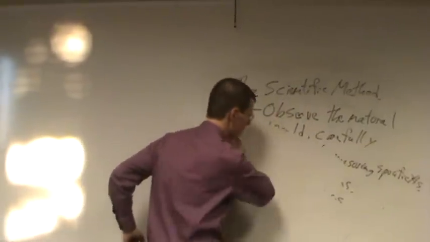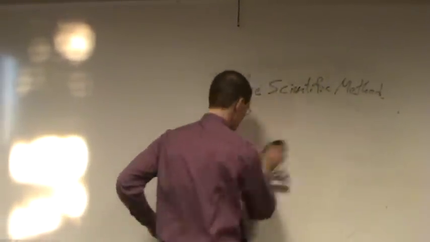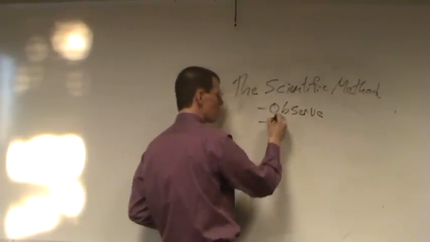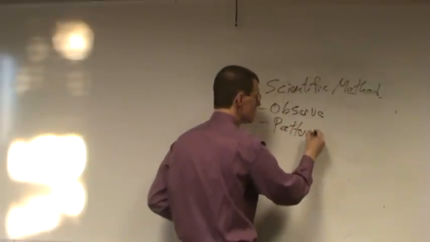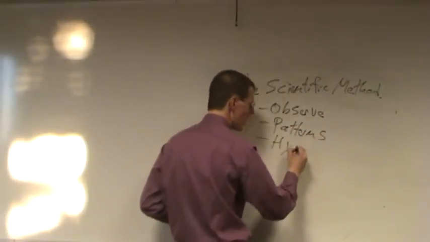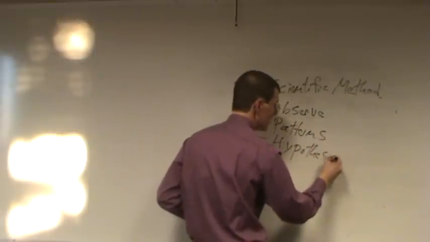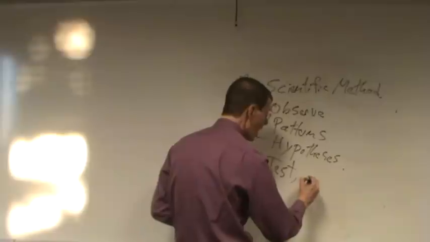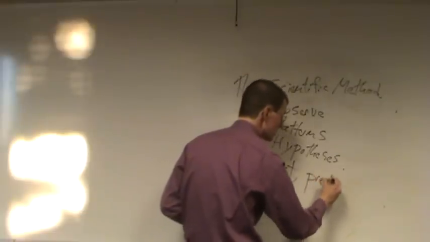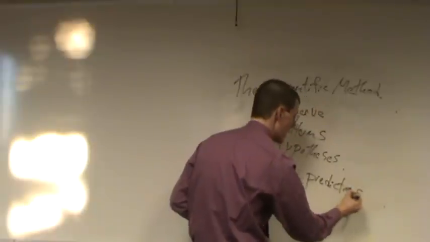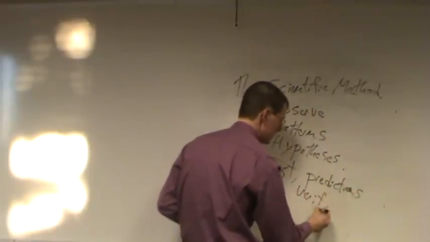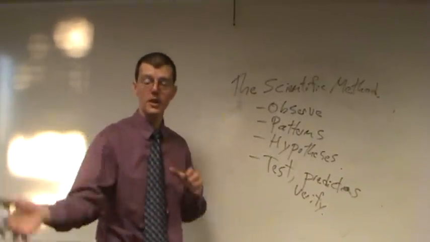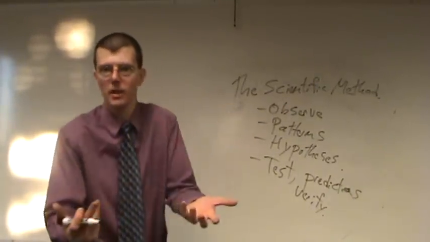Okay, let's do that a little more. So we observe. We look for patterns. We propose hypotheses to explain these, and then we test these hypotheses by making predictions, and we verify them, or we deny them. I mean, maybe they're not right. And so we figure out one way or another whether they're right or not. If the predictions are wrong, the hypothesis is wrong. It goes out the window and we try to propose another one.